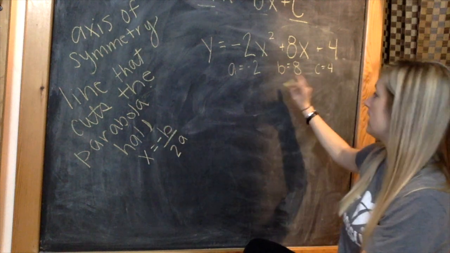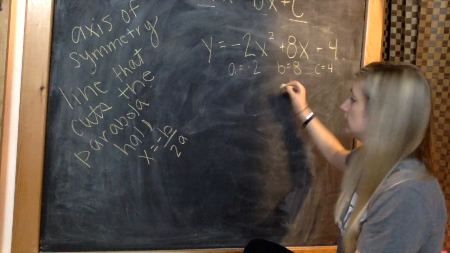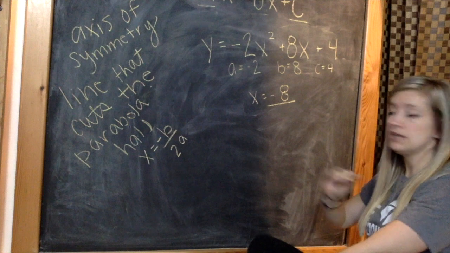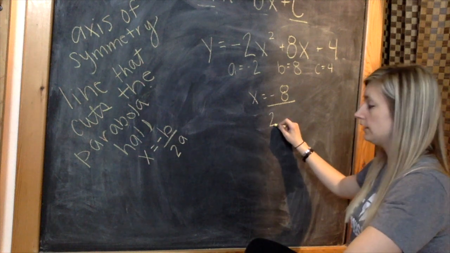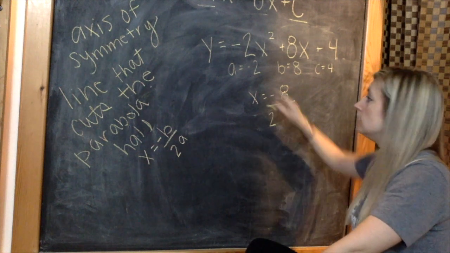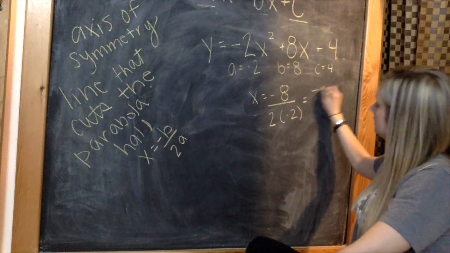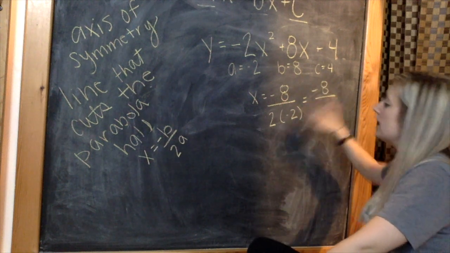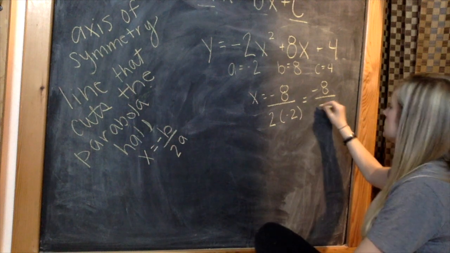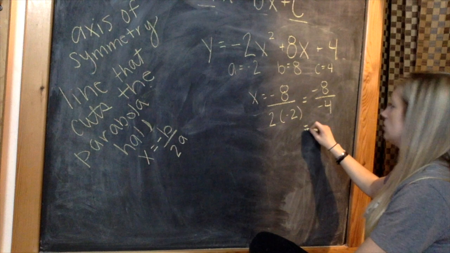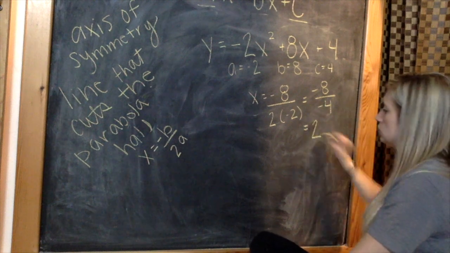So we have b is 8, so what's opposite of 8? Negative 8 divided by 2, because that's in our formula. That's where I'm pulling the 2 from, times our a, which is negative 2. So now we have negative 8 divided by 2 times negative 2, which is negative 4. So we have a negative divided by a negative, which is going to turn into x equals 2.